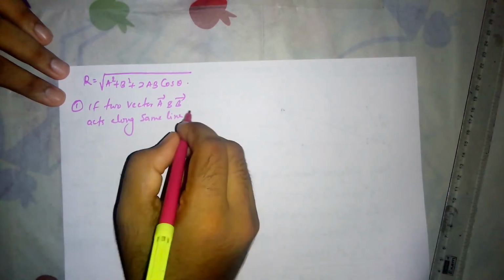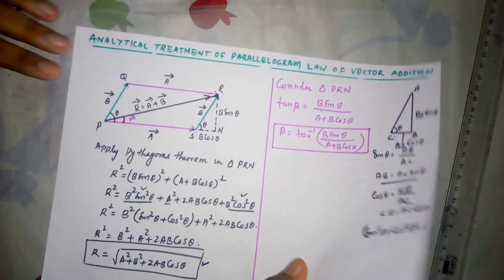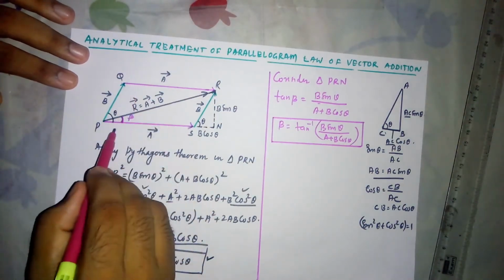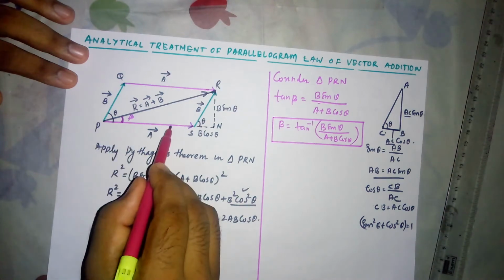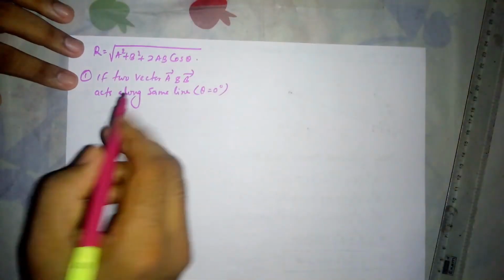if both of the vectors are acting along the same line, how much will theta be? Theta will be equal to 0 degrees. You see, this is vector A, this is vector B. If both vector A and vector B are in the same direction, then how much is the angle between A and B? That will be 0. So that I have written here.